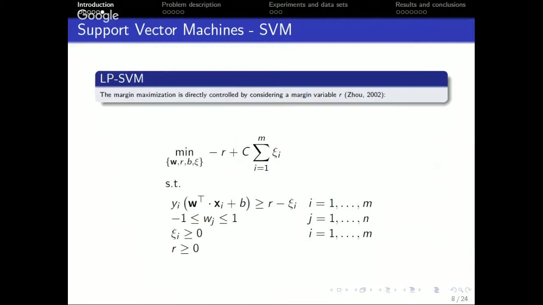Another approach to do that is a proposal by Zhou in 2002. In this model, instead of tackling the variable Wj, you cast the variable in between -1 and 1, but you maximize the margin. This one goes to the objective function, and you maximize it. Okay, you maximize it. This again is linear. Okay.